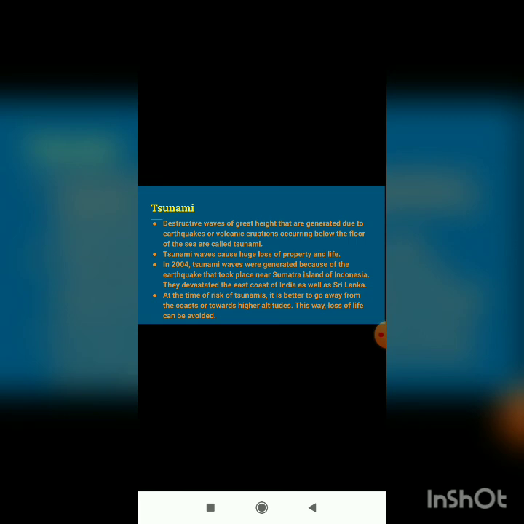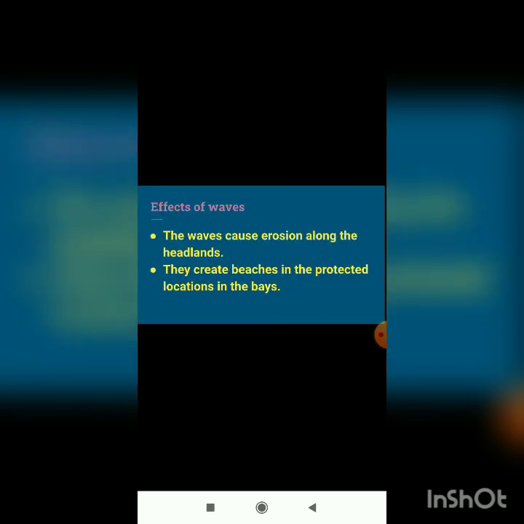At the time of risk of tsunamis, it is better to go away from the coast or towards high altitudes. This way, loss of life can be avoided. So whenever there is a risk of tsunamis, it is always told that we should not go near, we should be away from the coast, or we should go towards high altitude. So this way, the loss of life can be avoided.